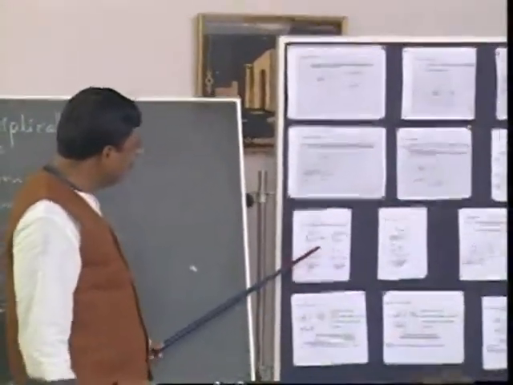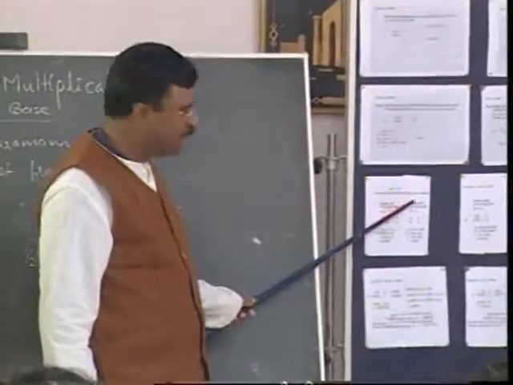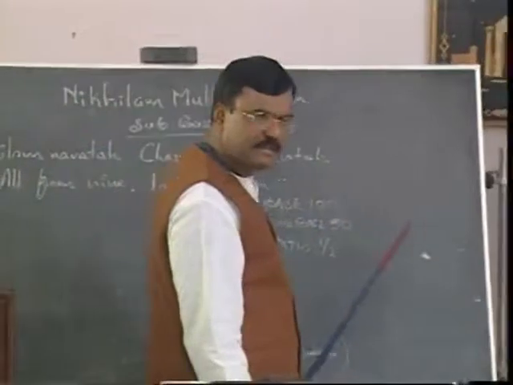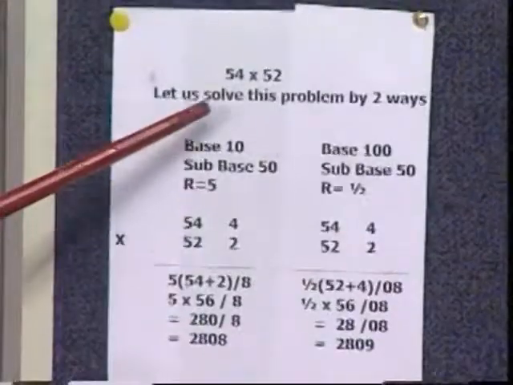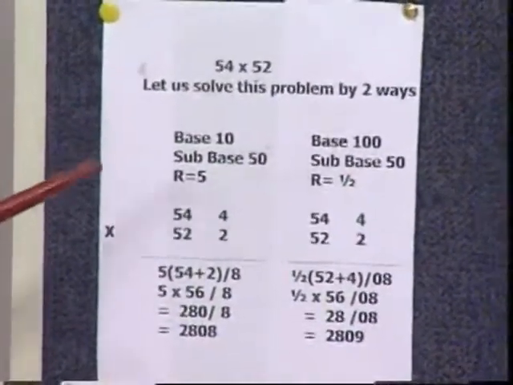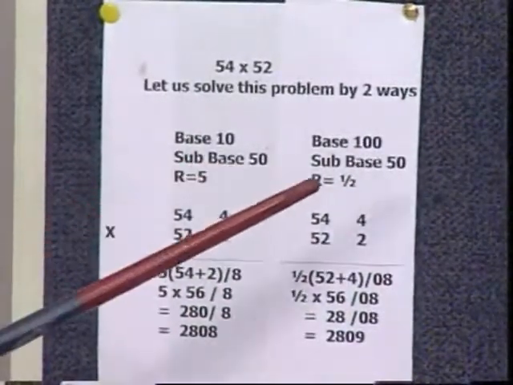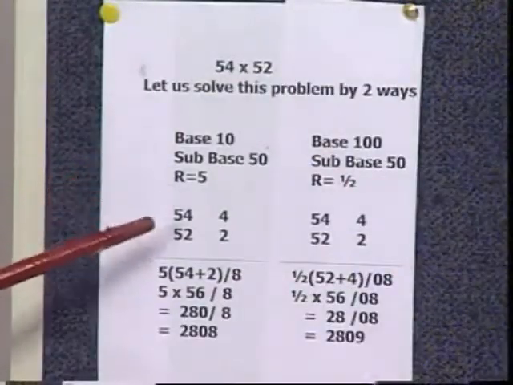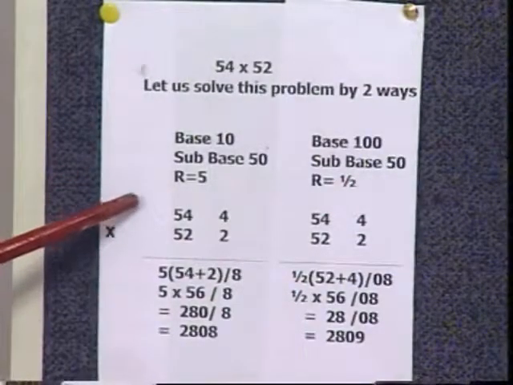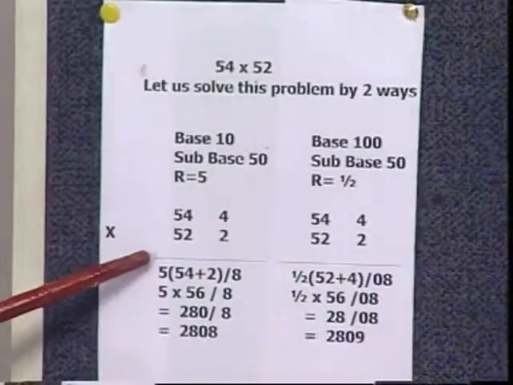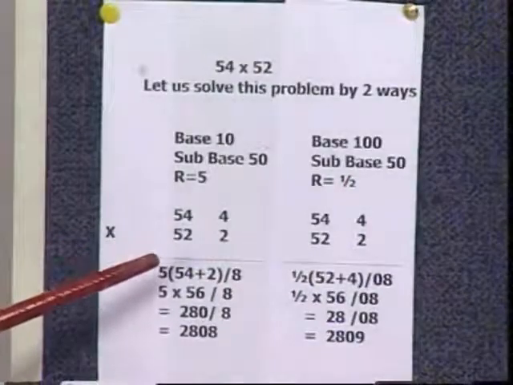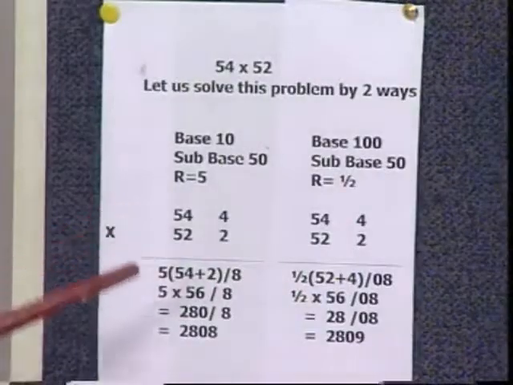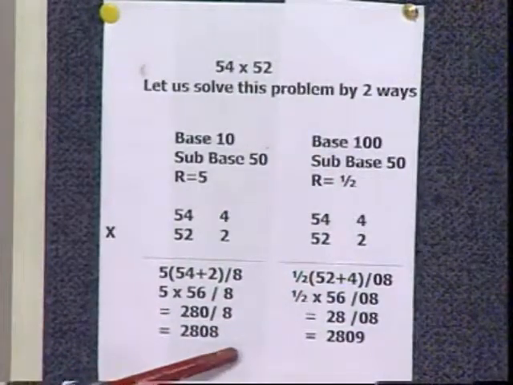That is 54 by 52. Yes, there is some slight difference between 52 and 53. This may be solved in two ways, basing on the 10 base or basing on the 100 base. What is the deviation if you consider the base as 10? How much is more in the 54 case? 4. What about in the case of 52? 2. What is the product of 4 and 2? 8. How many digits are there in the 8? Only 1. Base is also 10, so hence it is 8 in the right part.